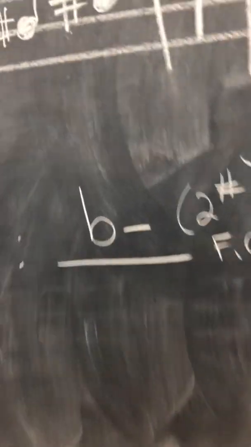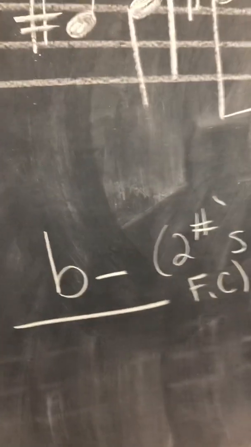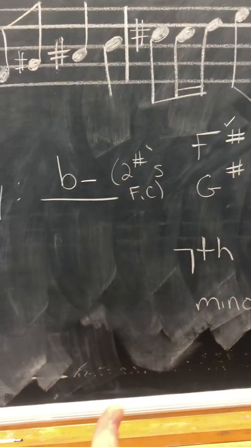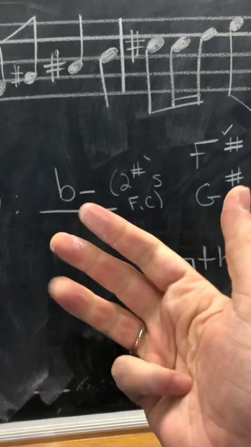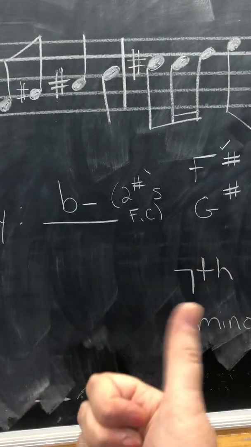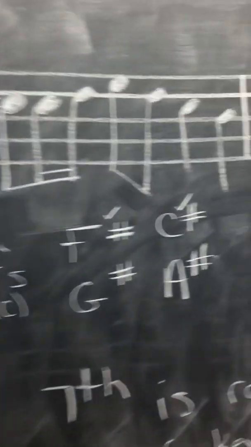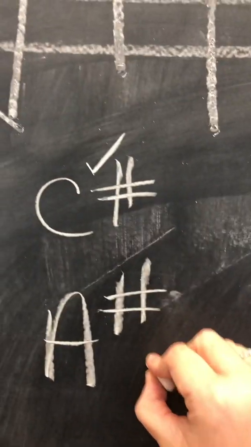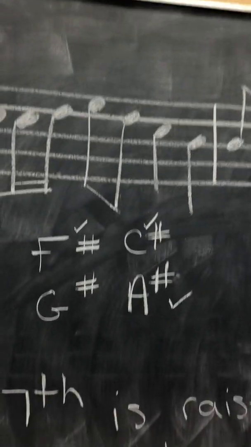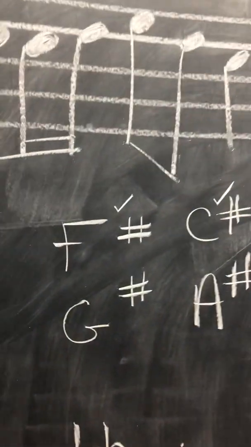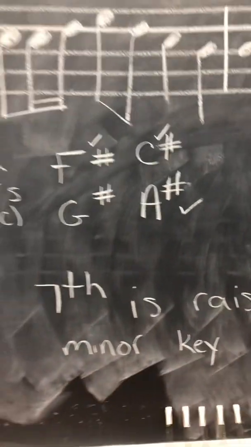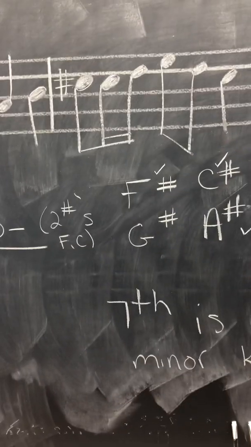So if we're in the key of B minor, what would our 7th be? So let's count. B, C, D, E, F, G, A. Oh, look. We've got an A sharp. So that makes sense because the A is raised, right? So what we need to do is figure out where that G comes in.